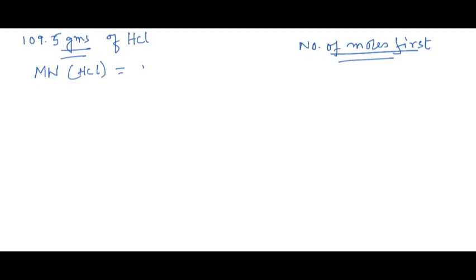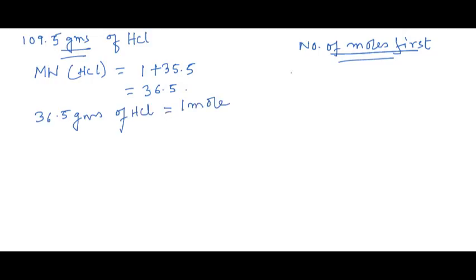How much is it? H is 1 and Cl is 35.5. So that will be 36.5. So now we are sure that 36.5 grams of HCl is equal to 1 mole. I have to first calculate the number of moles over here. So I keep the mole on the right hand side, and I do 1 gram: 36.5 grams goes to 1 mole, so 1 gram will be lesser, so 1 by 36.5 moles.